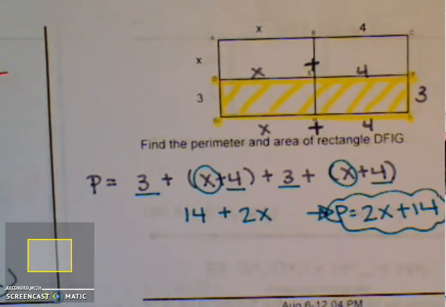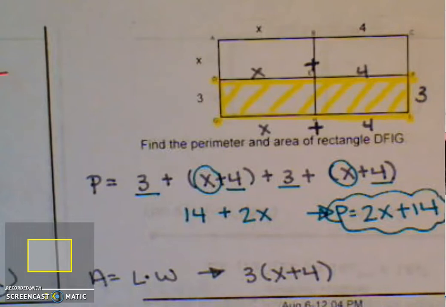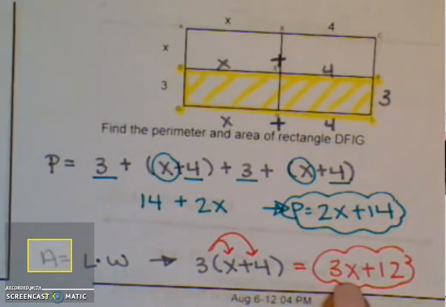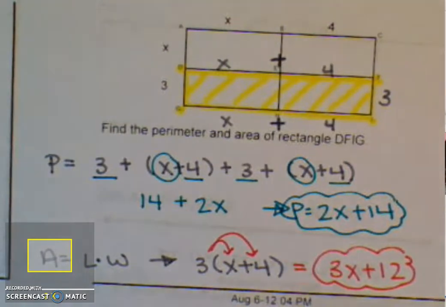Now I am going to set up the area. So for the area, it should be 3 times x plus 4. So pause this video and go ahead and distribute that and see if you get the right answer. So if you distribute it properly, you should get 3x plus 12 for the area. And this is the end of the note.